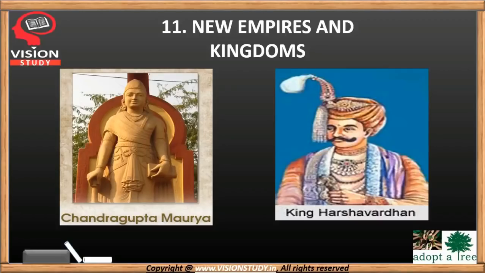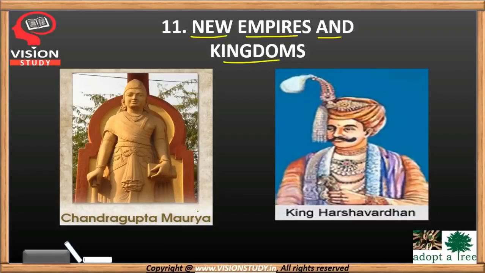Next chapter, the 11th chapter, talks about new empires and kingdoms. So what are empires? A larger kingdom. So how do we have so many aspiring kings who wanted to build an empire in our country, who wanted to almost rule the whole of the subcontinent, and how many times their aspirations failed, and who put a stop to such aspirations. So we would read about that.